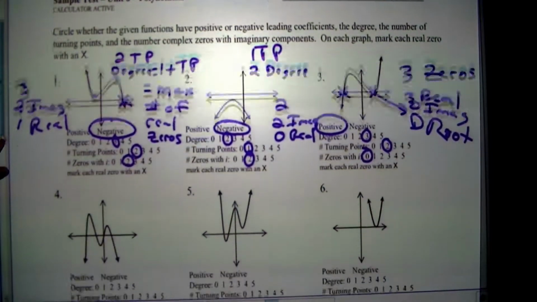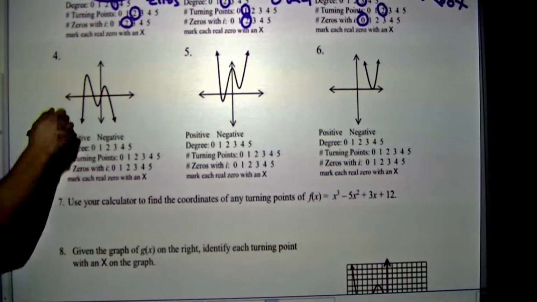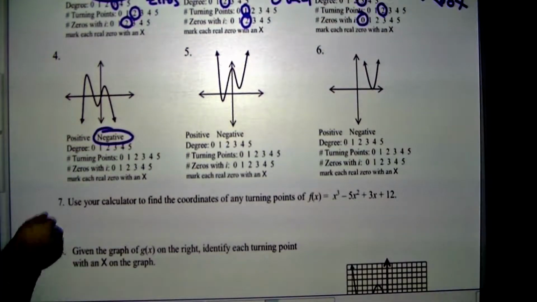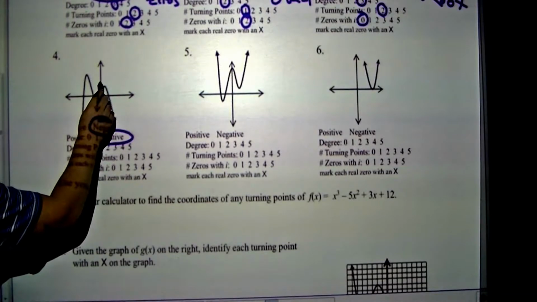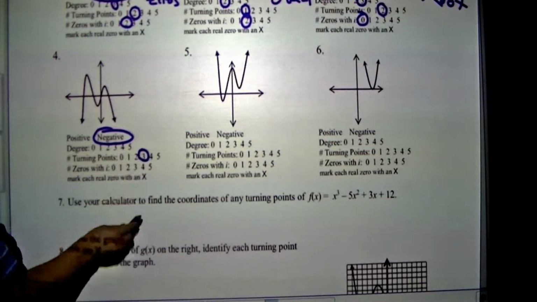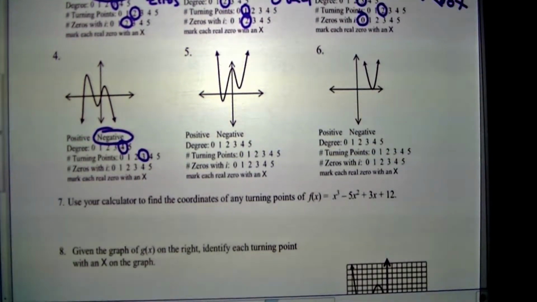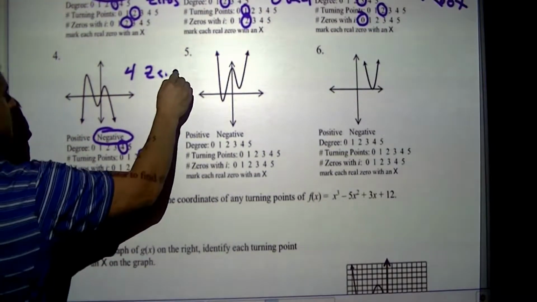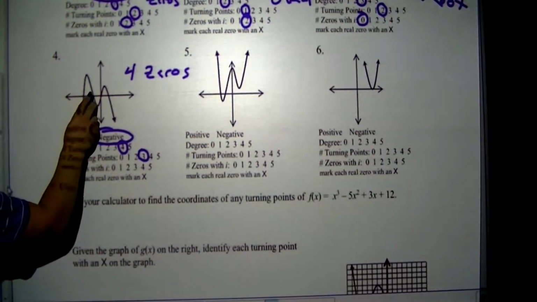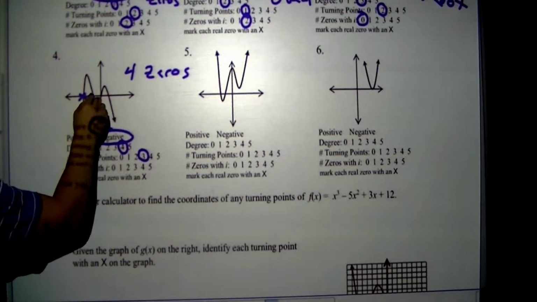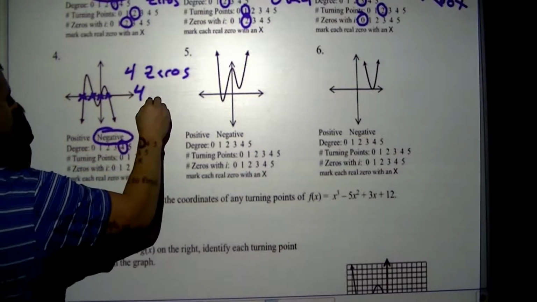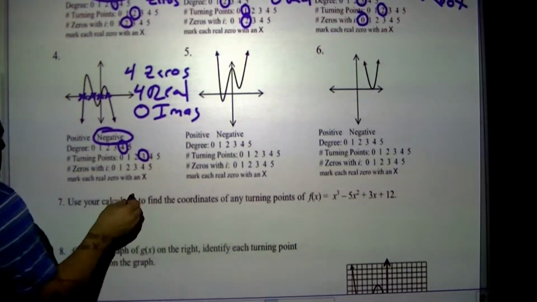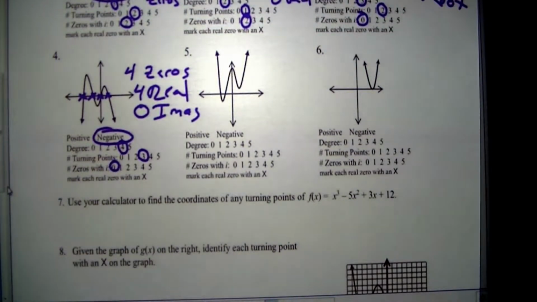Okay, let's scroll up here. This one, they're both going down, so that's going to be negative. Turn points: 1, 2, 3 turn points. If I've got 3 turn points, that means I have 1 more degree, so I have 4 degrees. So that means 4 zeros are possible. Now watch, I've got 1, 2, 3, and 4. So I can go ahead and mark all those. So I've got 4 real. That means in order to get to that, I need 0 imaginary. So I have 4 real, 0 imaginary.